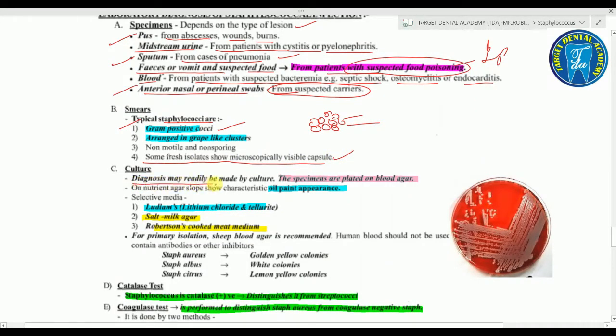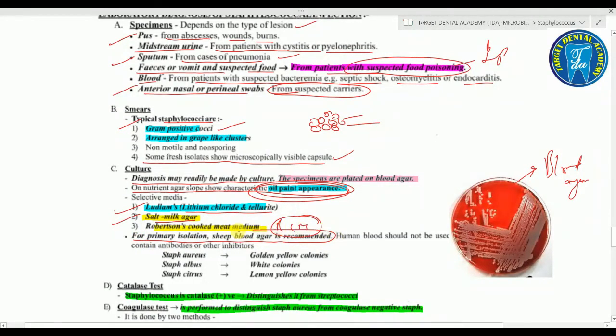Culture diagnosis may readily be made by culture. The specimen is plated on blood agar. Fine. On the nutrient agar slope, it shows the oil paint appearance. The selective media are Ludlam's, that is lithium chloride and tellurite, salt milk agar and RCM, which is Robertson cooked meat medium. For primary isolation, sheep blood agar is recommended. Important: human blood should not be used because it contains antibodies or other inhibitors.